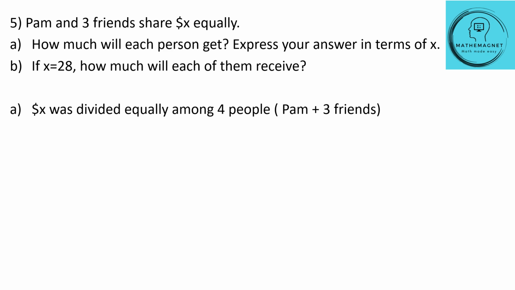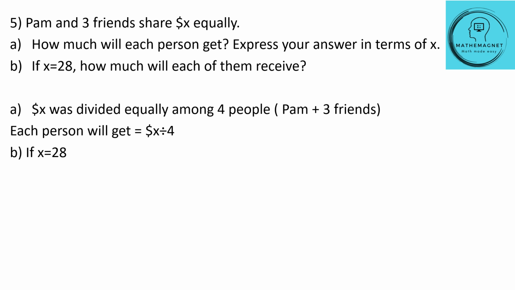Question A. $x was divided equally among 4 people. How is it 4 people? It is Pam and her 3 friends. So it becomes totally 4 people. So $x is divided equally by 4 people. So each person will get $x divided by 4.